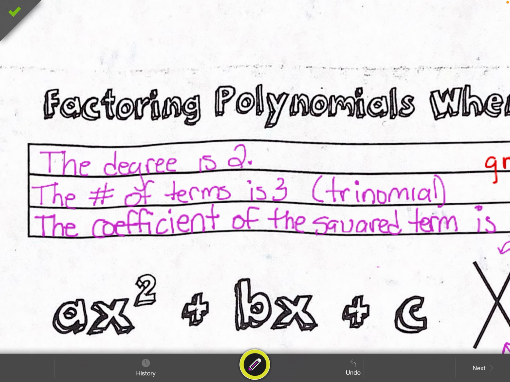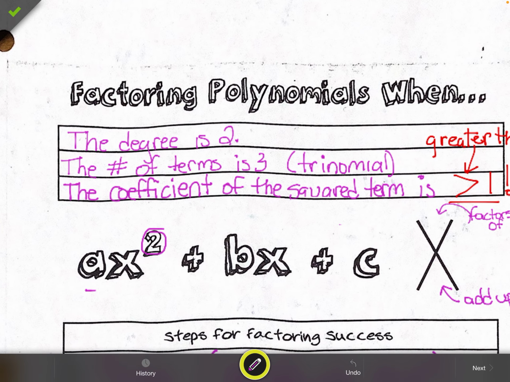So just like yesterday, the degree is going to be 2. Again, the highest power in the problem is going to be a 2. The number of terms is also going to be 3. 1 term, 2 terms, 3 terms. So it's a trinomial. Here's what is going to be different. The coefficient, the number in front of the squared term, is not going to be 1. It's going to be greater than 1.